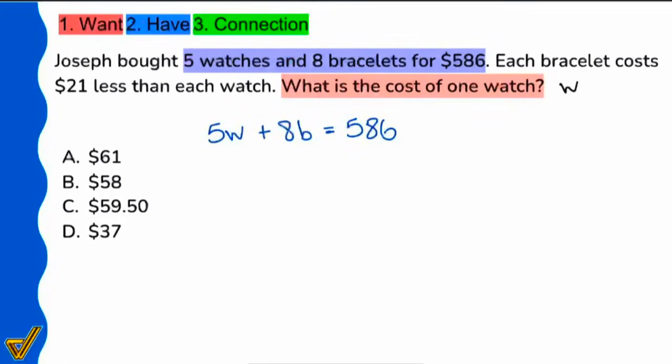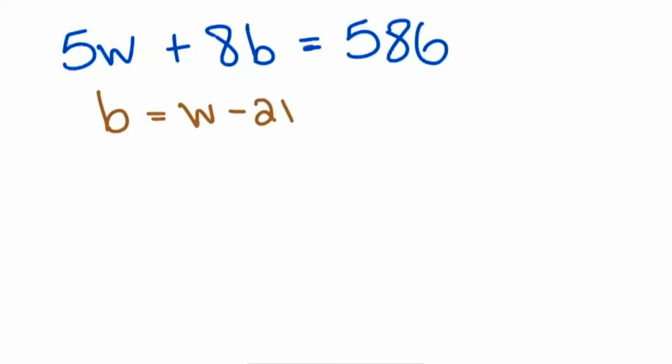And then up next, in the next sentence, look at this. It says, each bracelet costs $21 less than each watch. So what that tells me is, again, each bracelet is the same as saying the watch minus 21. Are we good with the way that this was written out? Sweet. Sounds good.